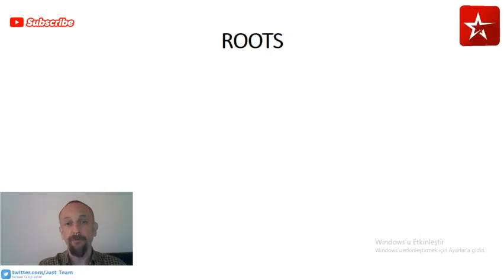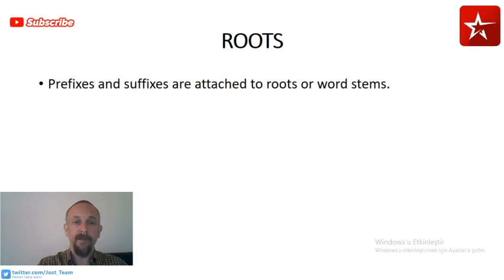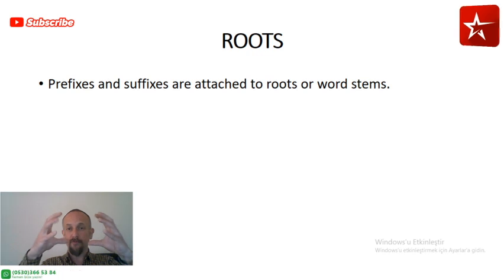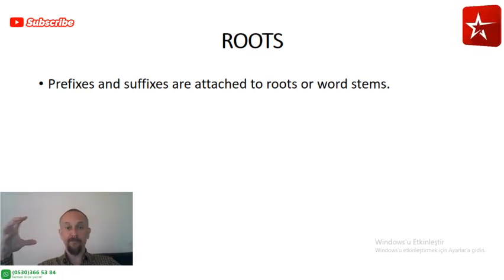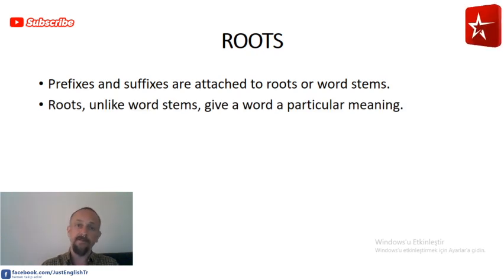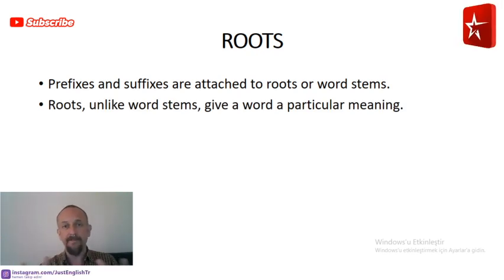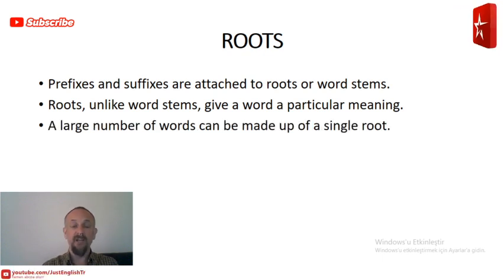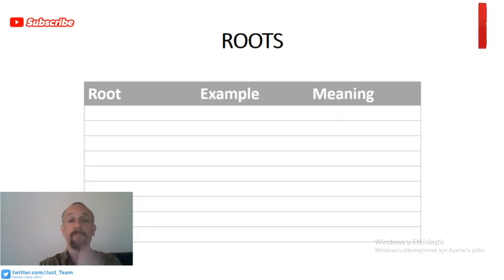And we also saw some roots. And we saw that roots, like word stems, if we take a root, that's what the prefix attaches to, and that's what the suffix attaches to at the back of the word. But roots, unlike word stems, are a little bit more limited in terms of their meaning. A root, however, has a solid meaning that we can actually find in many different words. A large number of words can actually be made up from a single root, as we saw last week. Buy one, get five free.